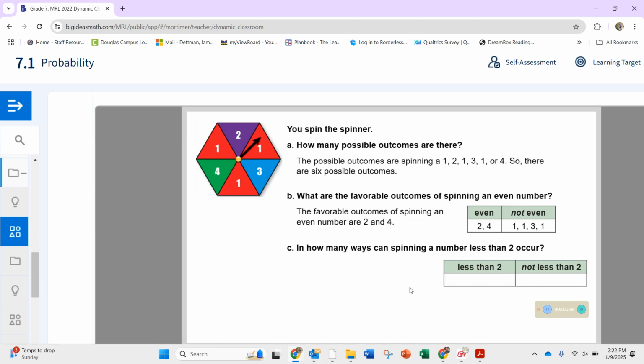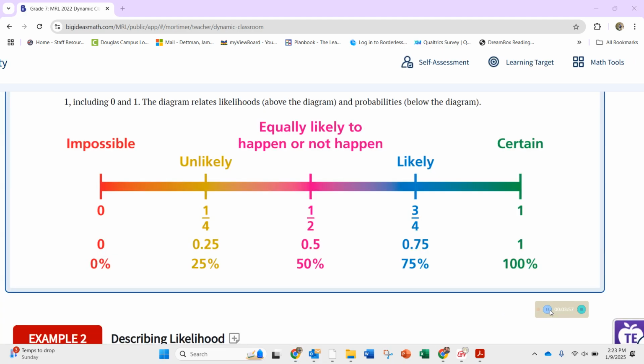And how many ways can spinning a number less than 2 occur? Geez, can we get less than 2? Well, how many times can we get less than 2? Easy peasy, right? Those are all our times that we can spin. So we're going to have a 2, a 1, and a 1. So that's just an intro to how this goes. We'll keep going with some examples.